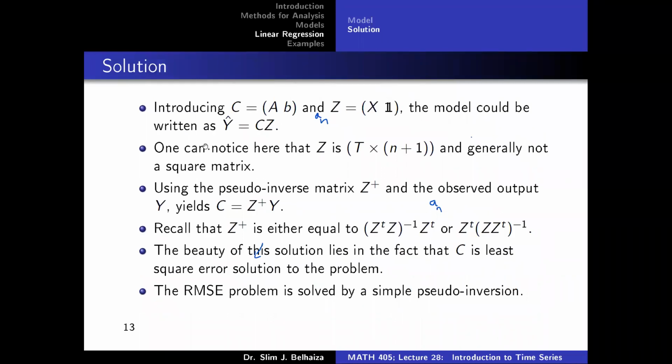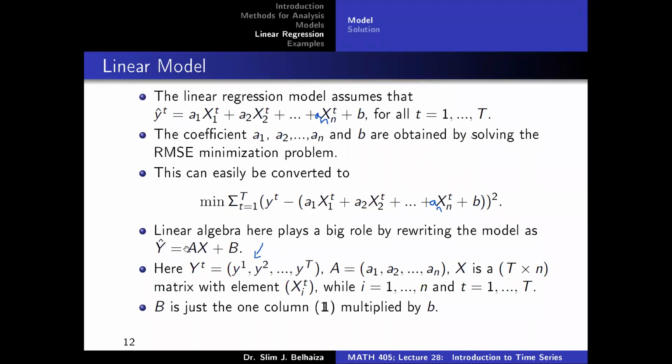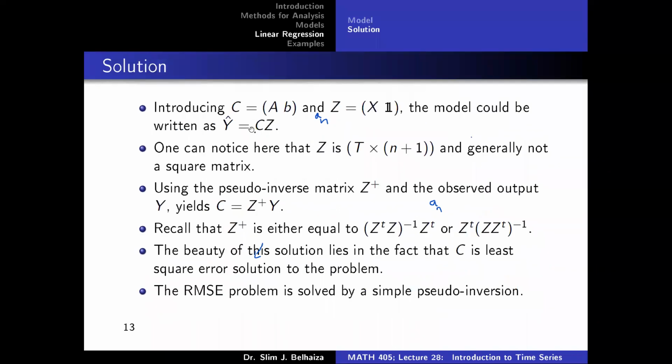So the solution to this problem, when you write y hat equals ax plus b, can now be rewritten using c, which contains a and b, and z, which contains the vector x, the matrix X and 1. The whole model rewrites as y hat equals cz. And one could notice here that Z is t by n plus 1, and generally not a square matrix.